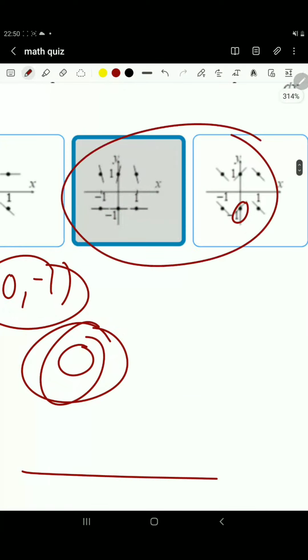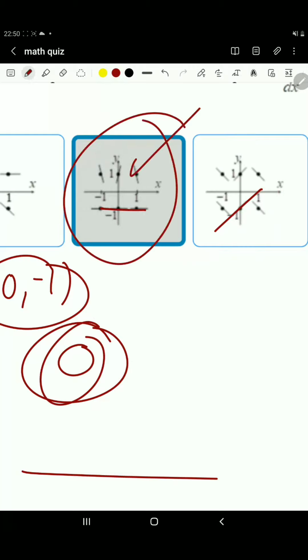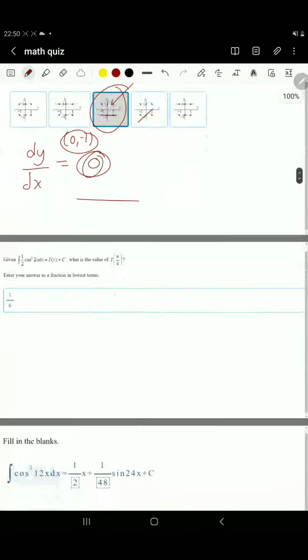Which one of these pictures has a horizontal line at -1? Here, it's a slanted line. Here, it's a horizontal line. So, tick there. Circle. Cool.